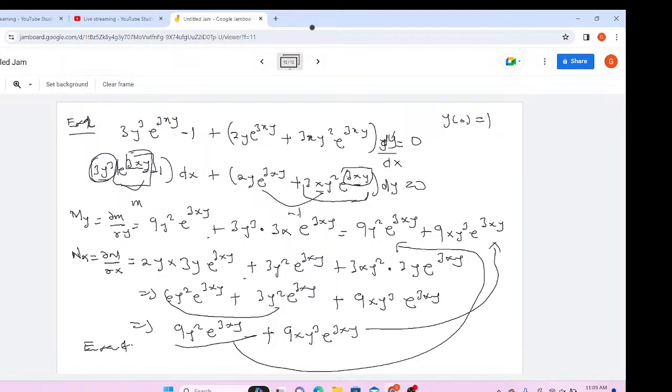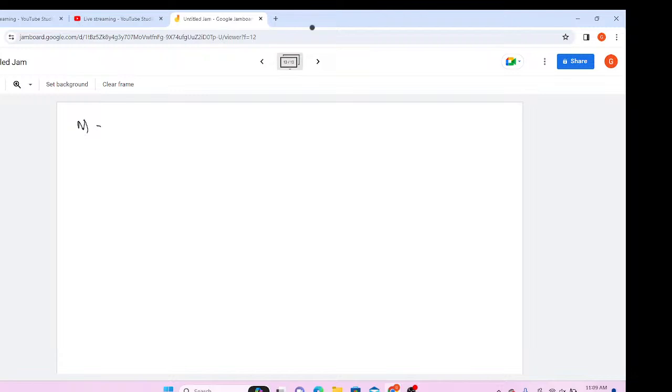Then we can solve using the exact approach. We take note of our M. So our M is 3y cubed e^(3xy). Then our N is 2y e^(3xy) plus 3xy squared e^(3xy). So the solution is we integrate M with respect to x, we combine it with the integral of N with respect to y, and that will give you k, and this is my solution.